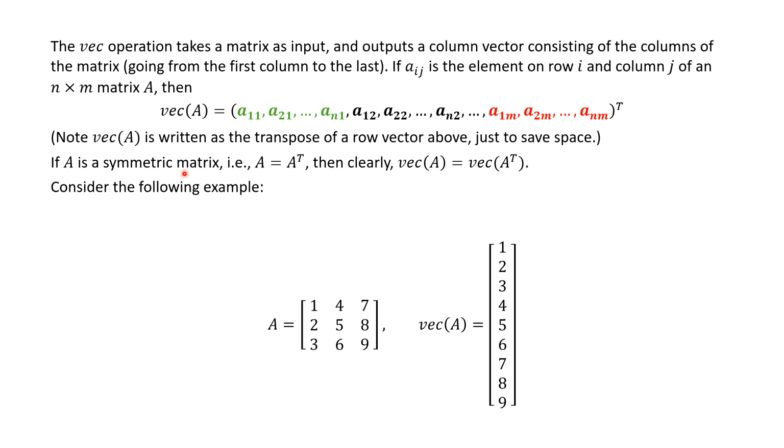If A is a symmetric matrix, in other words, A equals A transpose, then the vec of A equals the vec of A transpose. And here's an example. Here we have a matrix A, 3 by 3, and the vec is just the first column here. Then you take the second column of A and you put that underneath, and then the third column of A and you put that underneath, and you just get one vector that has all the elements of A in the order of first column, second column, third column of A.